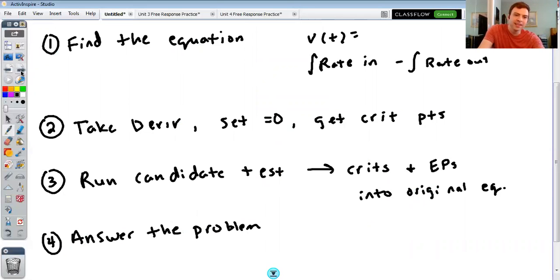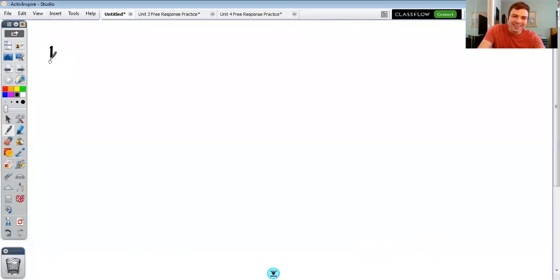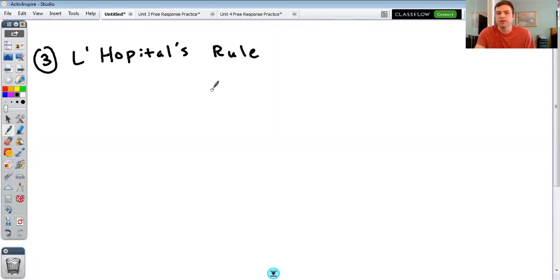All right, last thing, and I saved the best for last. We all know what's coming. It's been mentioned in some previous videos, but it deserves its own mention now. L'Hopital's rule. Remember, L'Hopital's rule is used for evaluating limits that are of an indeterminate form.